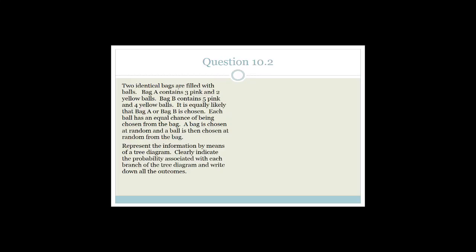Do you agree we've got, first of all, two bags, bag A and bag B? Let's draw it in the middle. You've got bag A, and then you've got bag B. It says it is equally likely that bag A or bag B is chosen, which means you've got a 50% chance. And a 50% chance is represented by a half when we're talking about probabilities in tree diagrams. Now, in A and B, we've got pink balls and yellow balls. Everybody happy with that?